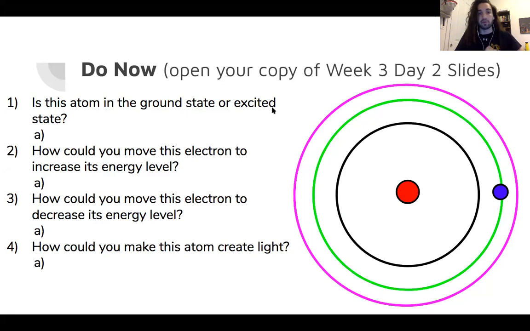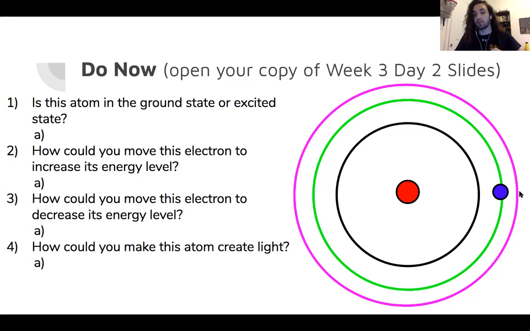Is this atom in the ground state or the excited state? Remember, the ground state is when the electron is as close as possible to the nucleus. It's in the first orbital. Because it's not in the first orbital, it's in the second orbital, it must be an excited state. How can you move this electron to increase its energy level? Well, if the ground state, the orbital that's closest, has the lowest energy level, that means as we go up, we get more energy.